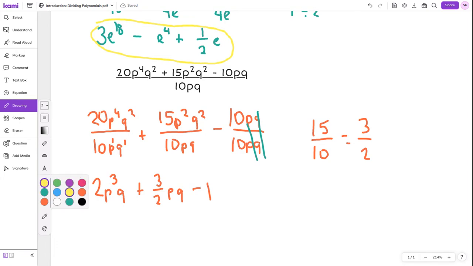In today's lesson, we are going to be doing more practice on dividing polynomials like these.